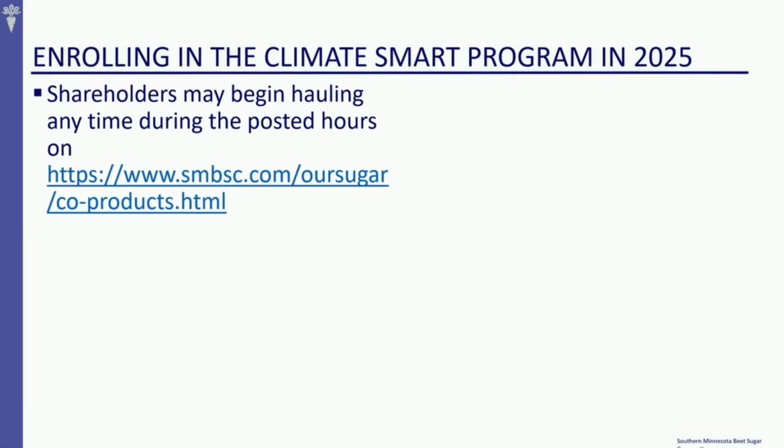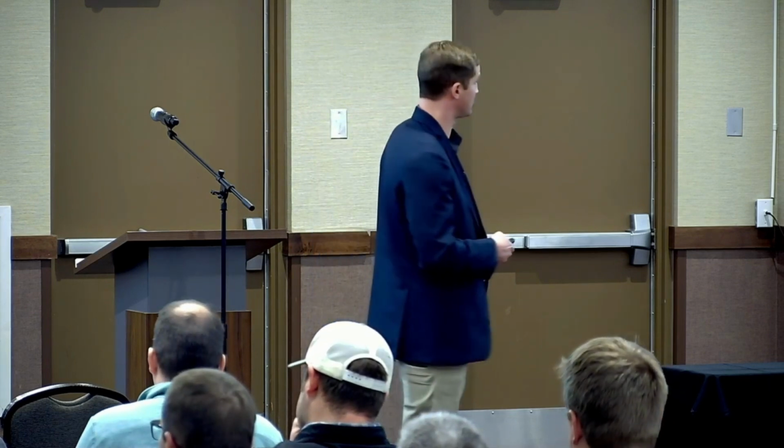So if you want to enroll in 2025, shareholders can haul lime anytime. They just got to give me a call or give the shipping department a call to make sure that you're set up in our shipping system as a customer. And then all of our information for that is posted on our public website that you can see in our co-products section.